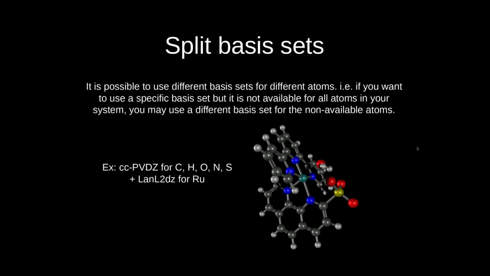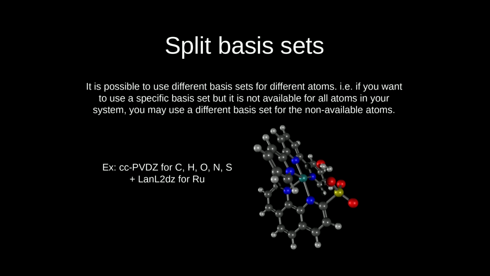Another thing to note about computations is that you can have a split basis. So if you really want to use a specific basis for certain atoms, you can use it for those atoms and use a different basis for another atom where the basis is not available. This is something I did in some of the first calculations I performed, where I used CCPBDZ for all of the organic atoms such as carbon, hydrogen, oxygen, nitrogen, and sulfur, and then I used the LANL2DZ basis function for ruthenium because CCPBDZ was not available for this atom.